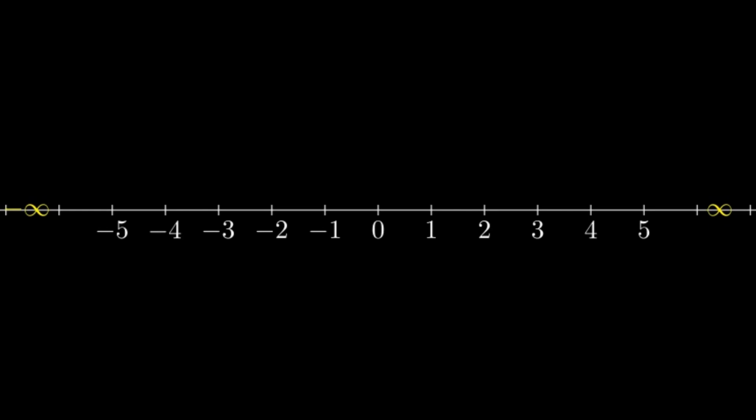This number line demonstrates a fundamental property of the real number system. It's unbounded. Between any two numbers, no matter how close or far apart, there are infinitely many more numbers. And beyond any number, no matter how large or small, there are always more numbers stretching towards infinity.